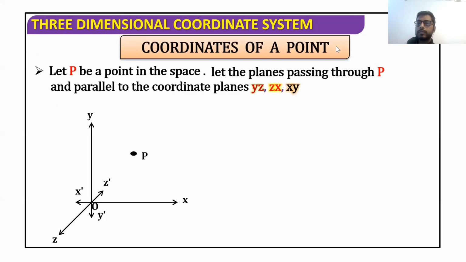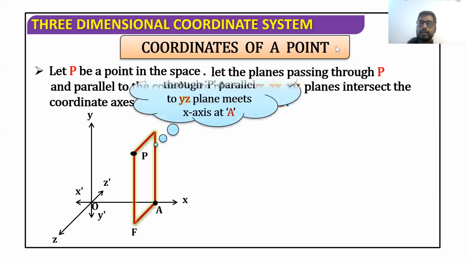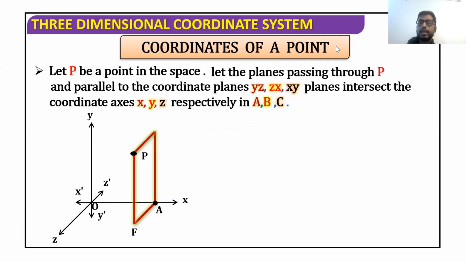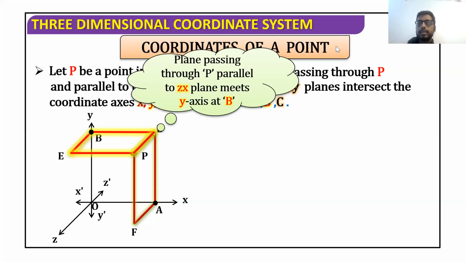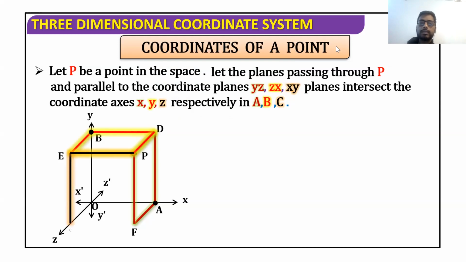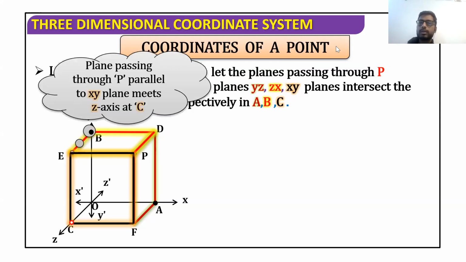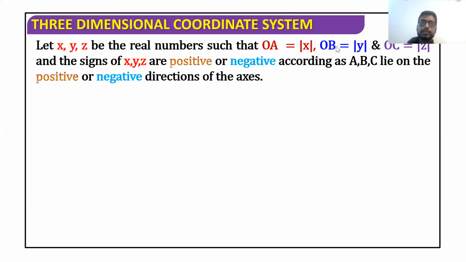If there is any point P, in a 2D system we have coordinates of P as x and y, but in 3D we'll have coordinates of P as x, y, and z. If the plane through P is parallel to yz plane, then it is going to meet somewhere at x-axis. If that plane is parallel to xz plane, then it is going to meet somewhere at point B. And similarly, if that plane is parallel to xy plane, then it is going to meet somewhere at point C on z axis.